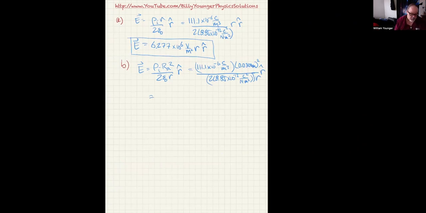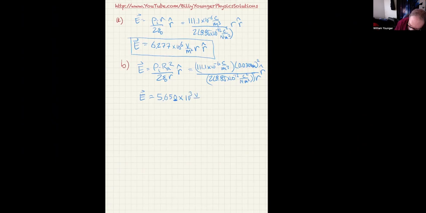So if I do my math, 111.1 e to the negative 6, before I divide, I'm going to say times 0.03 squared. And then I'm going to say divided by 2 times 8.85 e to the negative 12. So this time I get E is equal to 5,649, which I'll call 5.650, that's one extra sig fig, times 10 to the 3. And that should come out in volts.